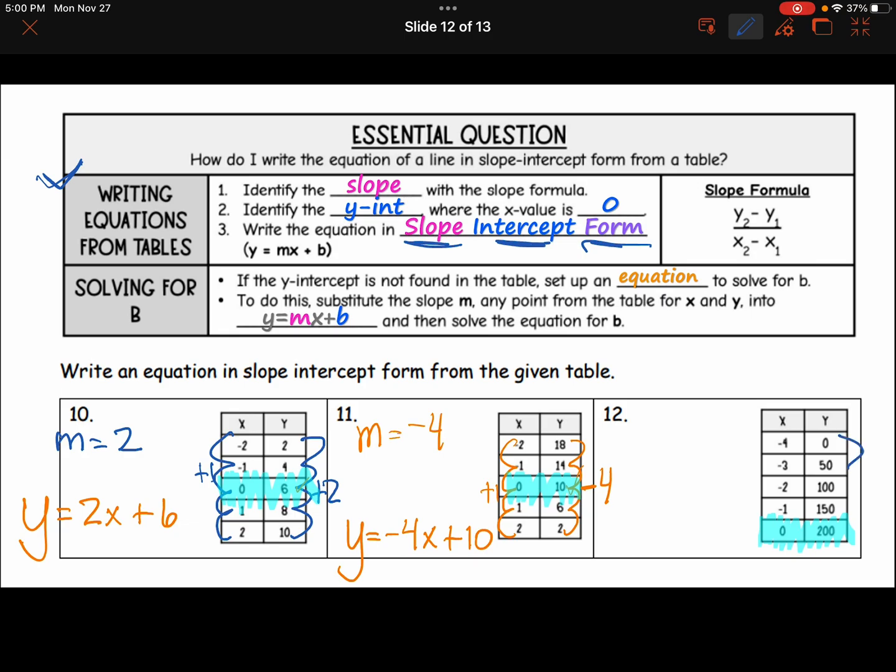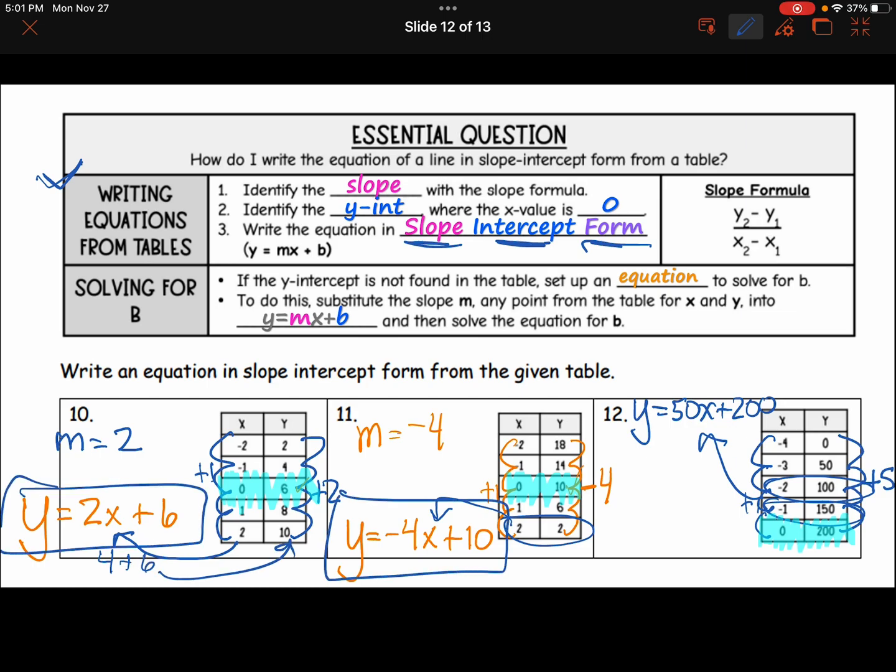If I'm looking at my slope, I'm increasing by 50. And here I'm going up by 1. So my equation would be y equals 50x plus 200. All of these ordered pairs would be solutions in that equation. You can always plug them in and check to make sure it works. If I just checked this point right here, if I plugged in a 2, I would get 4 plus 6, which is 10. I know my equations are correct because all of the solutions match.